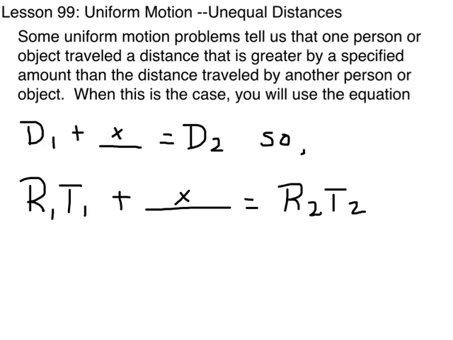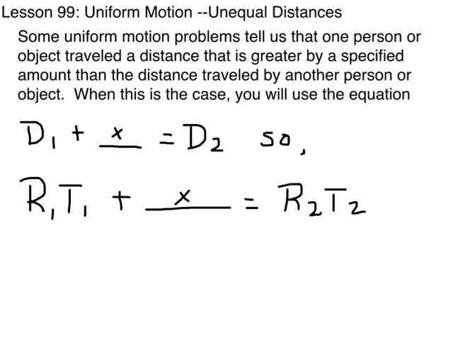In this lesson, we're going to have a new equation. Some uniform motion problems tell us that one person or object traveled a greater distance by a certain or specified amount than the distance traveled by another person or object. When this is the case, and hint, hint, when you see a little 99 in parentheses under the problem number, you're going to know that this is the type of equation that I'm going to use.